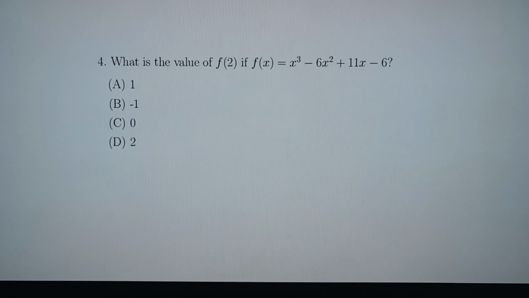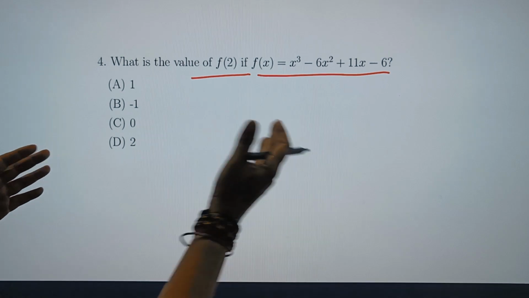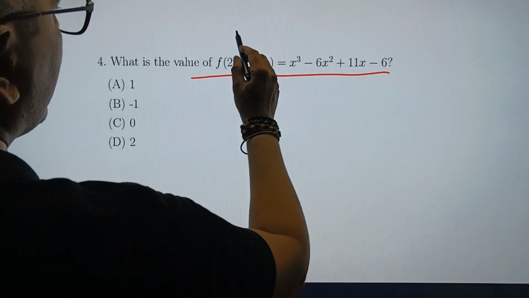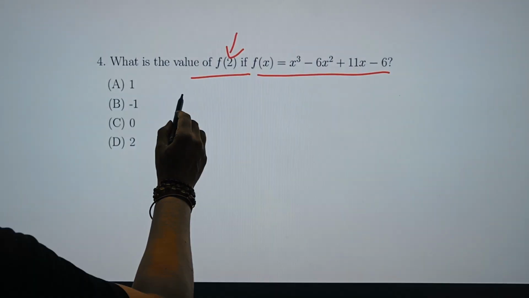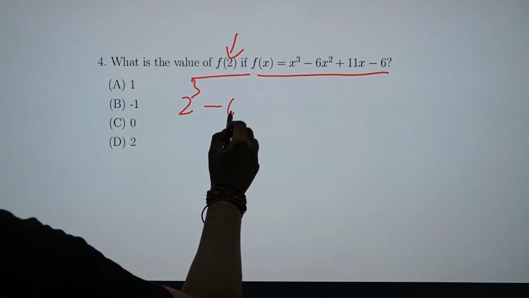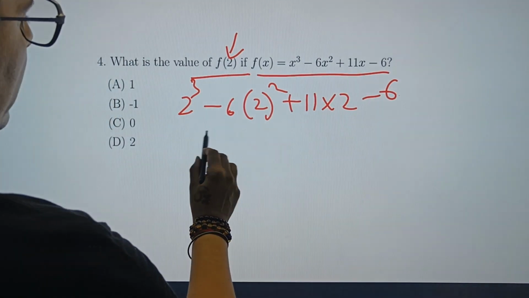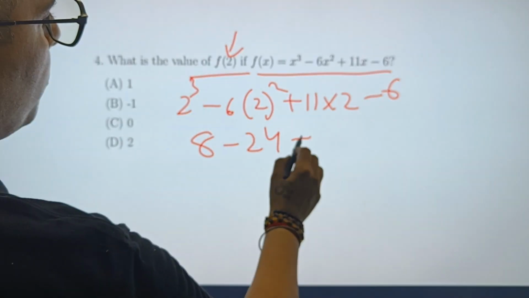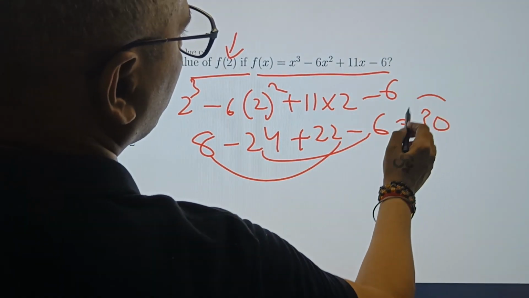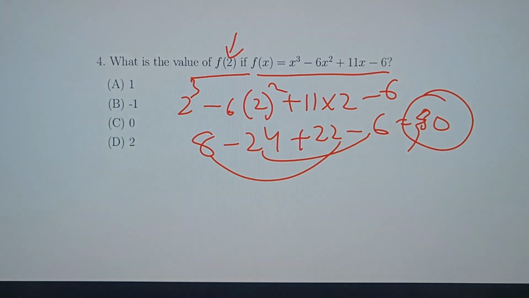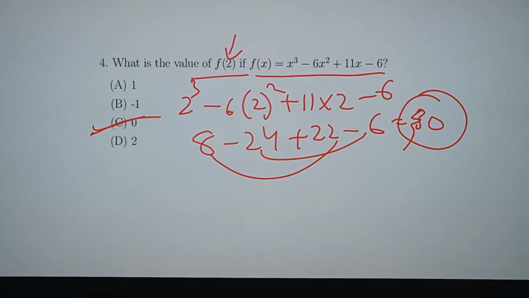So students, here comes question number 4. What is the value of f of 2 if f of x is this function? Basically we need to find the value at 2 of this particular function. That means we need to substitute 2. So 2 cube minus 6 into 2 square plus 11 into 2 minus 6. So 8 minus 24 plus 22 minus 6. Sorry, the answer here is 0. So 0 is option C. That means C is the correct option here.